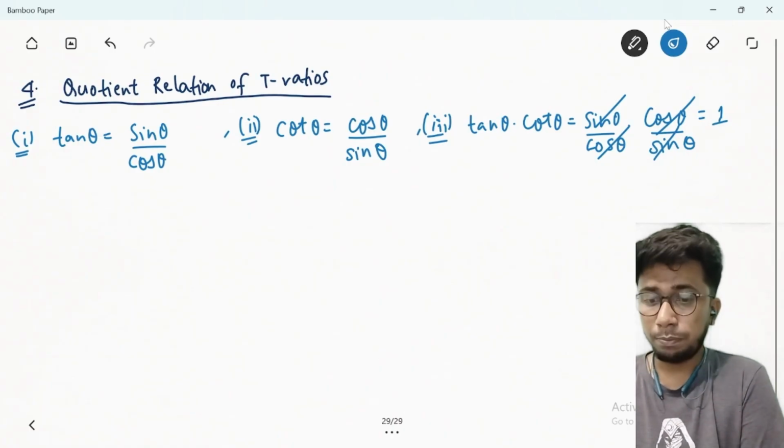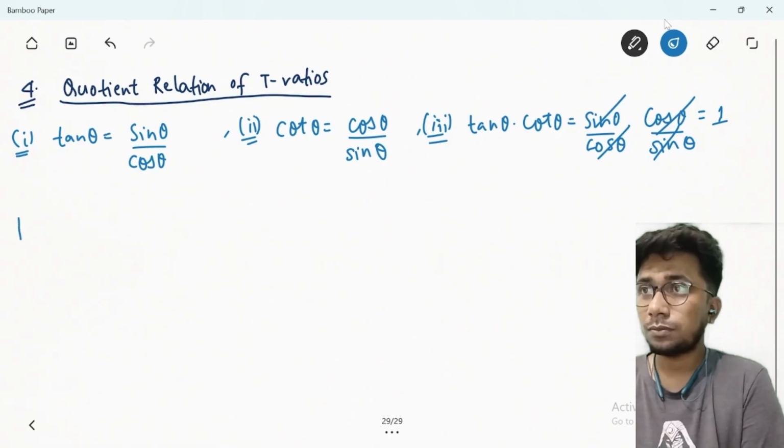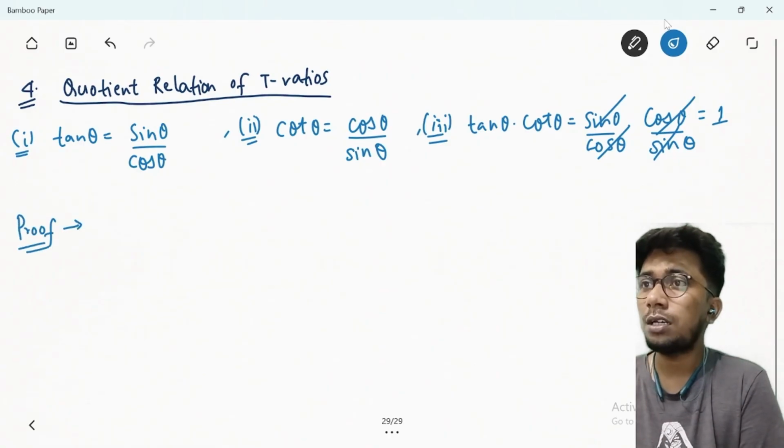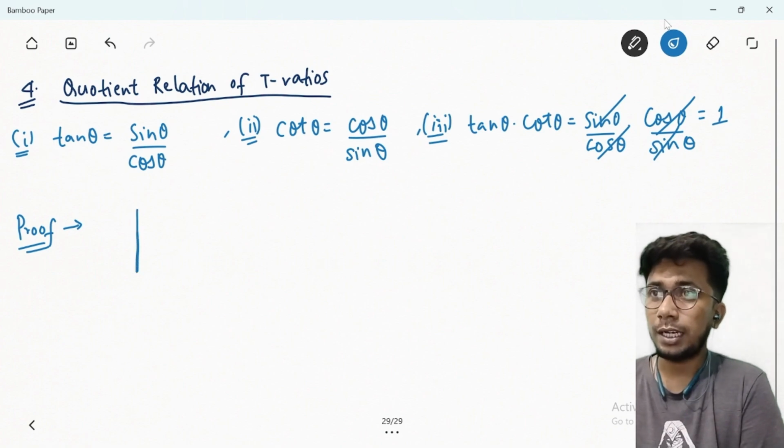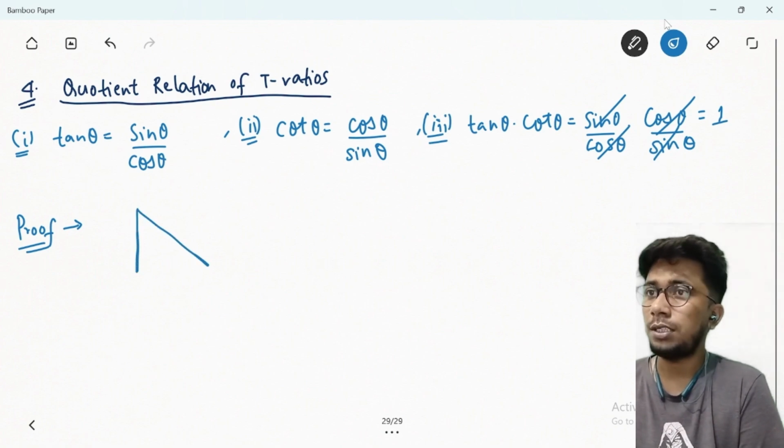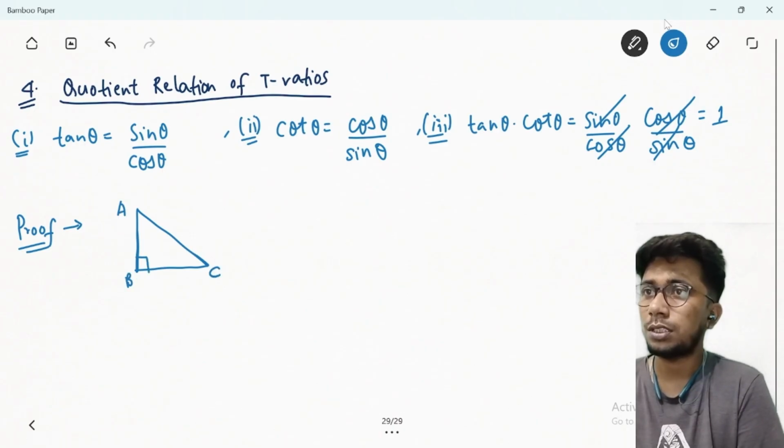अब इसका भी एक बार प्रूफ देख लेते हैं. The proof is very trivial. We will consider a right angle triangle. Let's say this one. Let's name it A, B and C. This one is 90 and this one is theta.